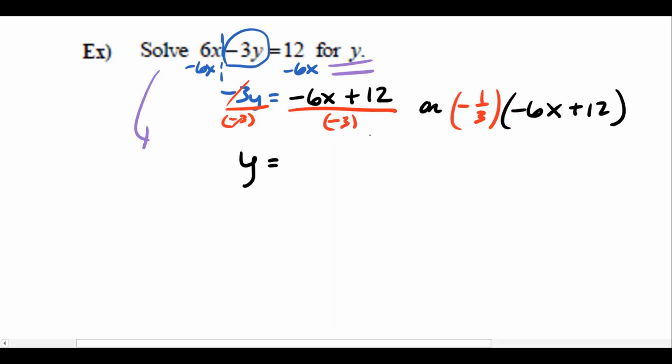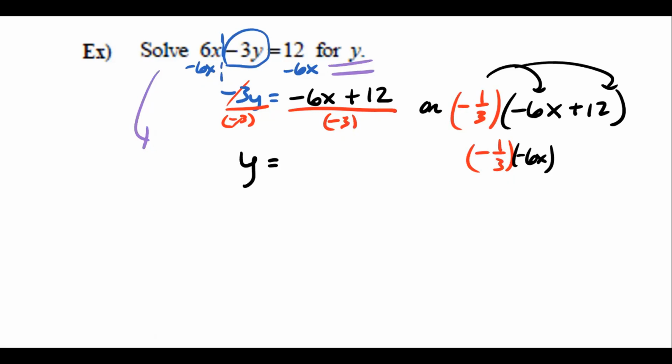So, like I say, instead of attaching it in the denominator, we could attach it as a fractional factor times, and then in parentheses. Well, this then would be distribution that we could use. And wouldn't this be the same as negative 1/3 times negative 6x? And then another term would be negative 1/3 times the 12.